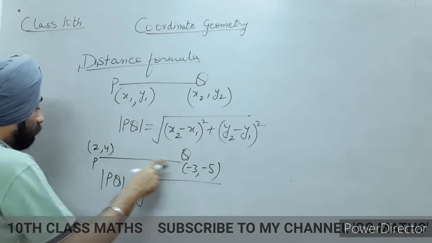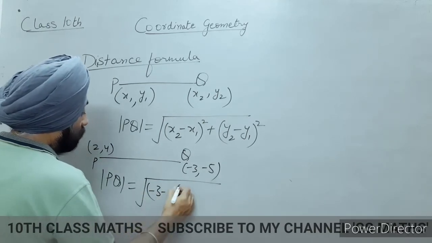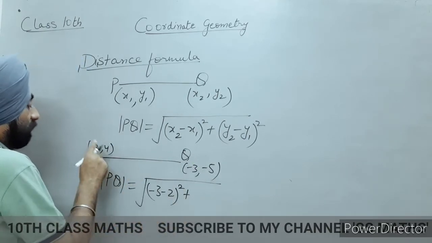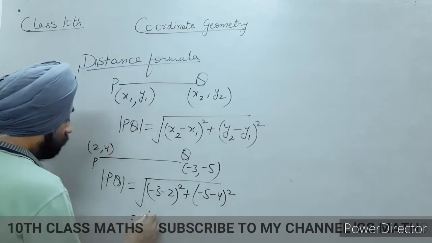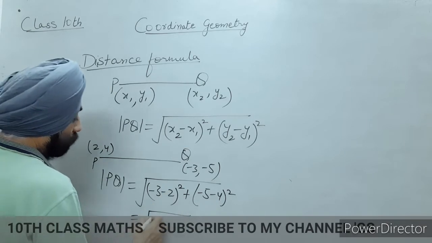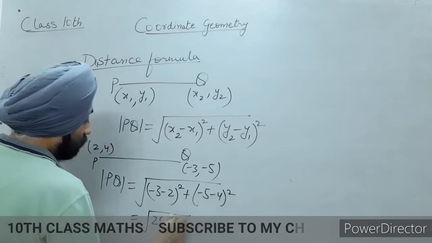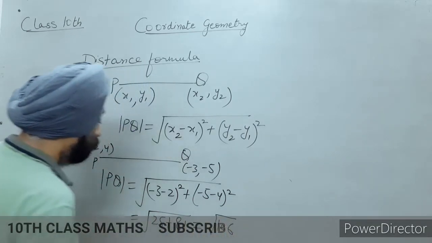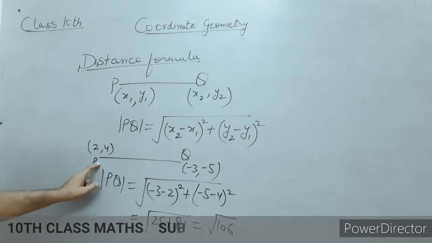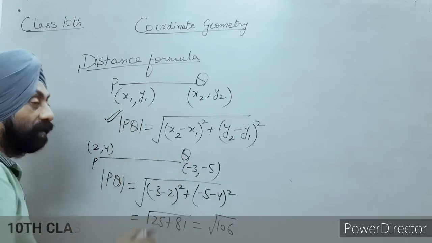This is my x2, this is my x1. Minus 3 minus 2, whole square, plus minus 5 minus 4, whole square. That is, minus 5 square is 25, plus minus 9 square is 81. That is root 606, which is the distance between P and Q. This is the way we find the distance between two given points.